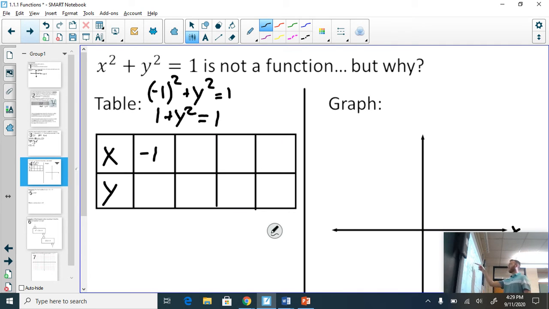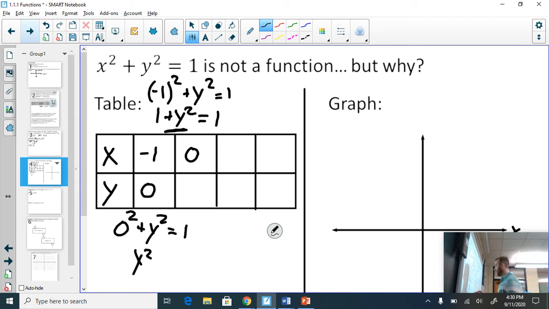Well, we have 1 plus something equals 1. This something, this y squared, better be 0. And how's that going to happen if y is anything but 0, right? So y is going to equal 0 there. But let's try something else now. If x equals 0, now what are we going to have? We're going to have 0 squared plus y squared equals 1, which is the same thing as y squared.